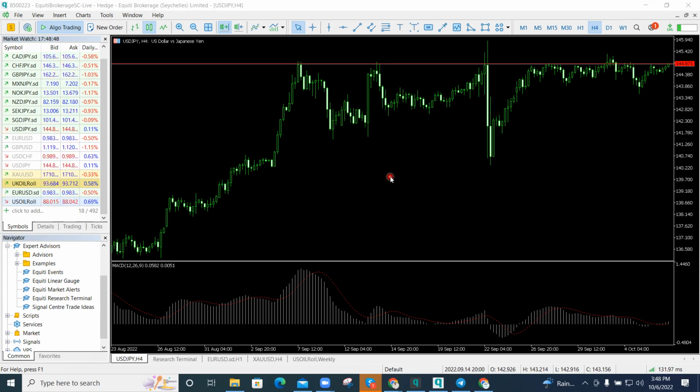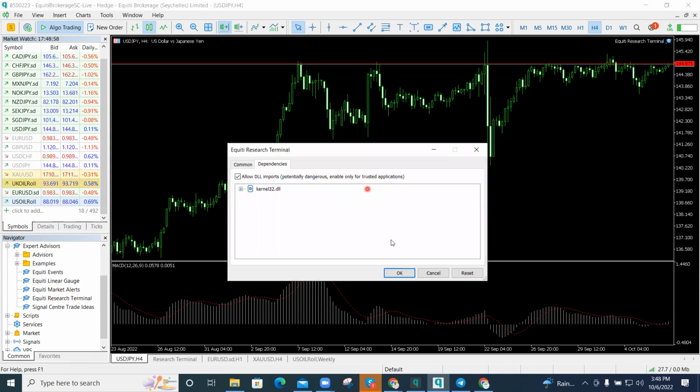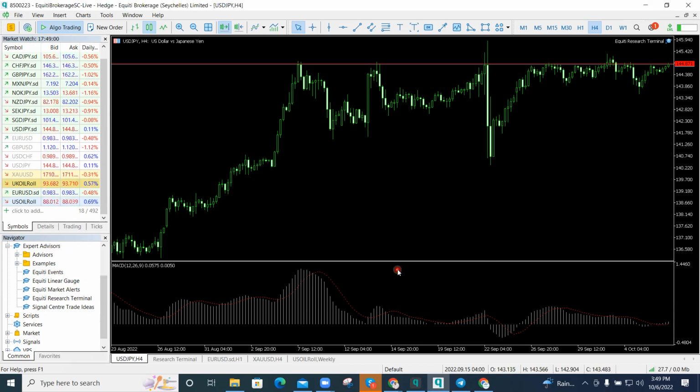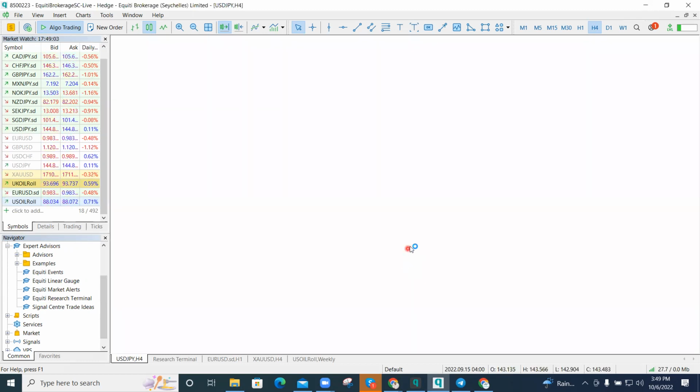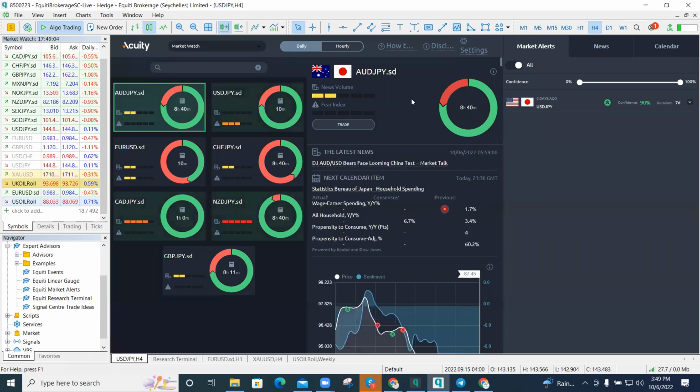Once you've been able to download it into your trading window, you're going to see it under Expert Advisors, the Equity Research Terminal. All you have to do is pick and drop it into a chart, and of course we are going to have that installed on the chart. Then you're going to see this research terminal on your chart. So there are two ways around this.